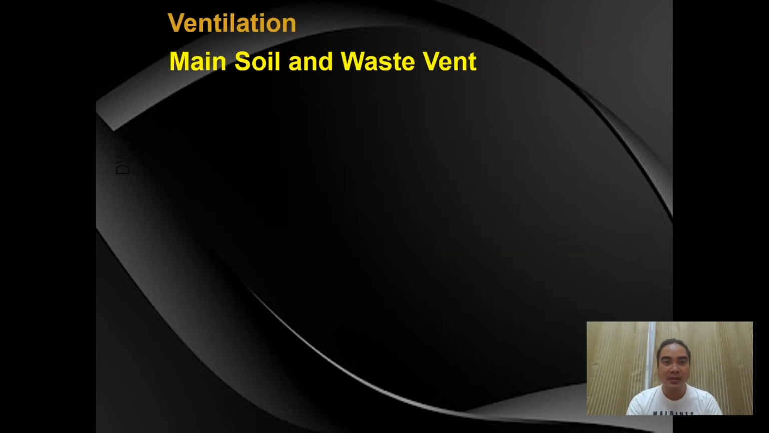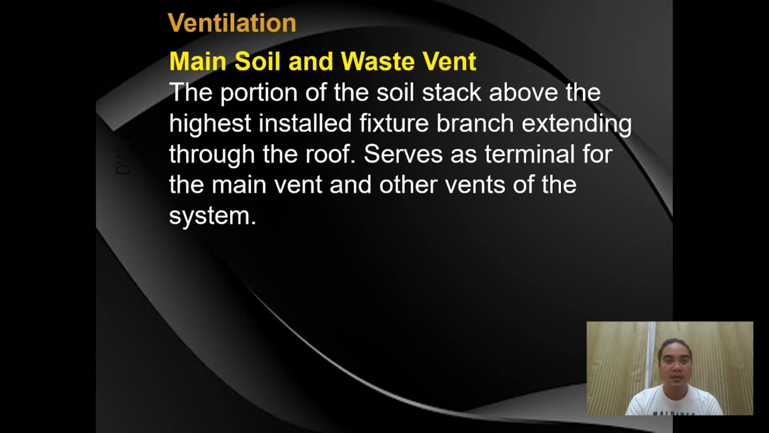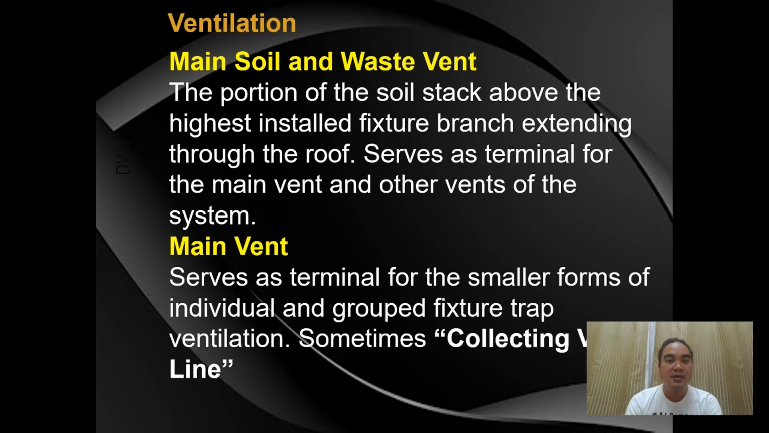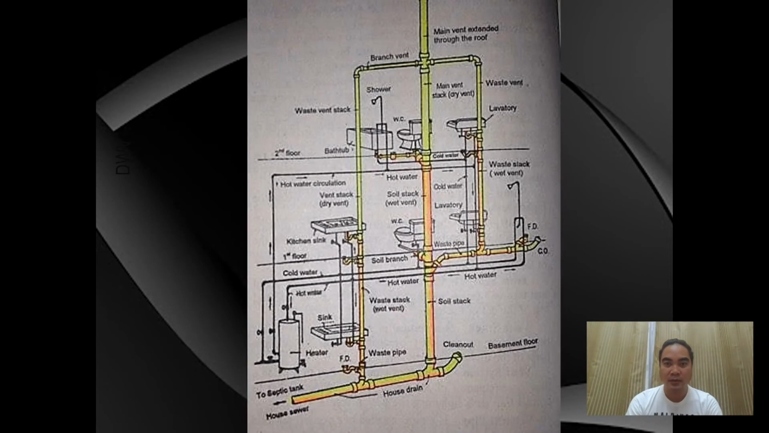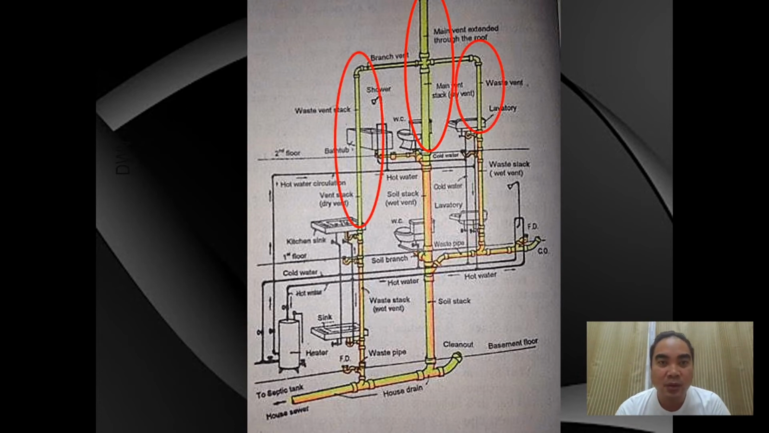Ventilation, main soil and waste vent. The portion of the soil stack above the highest installed fixture branch extending through the roof serves as a terminal for the main vent and other vents of the system. Main vent serves as a terminal for the smaller form of the individual and group fixture trap ventilation, sometimes called collecting vent line. Main vent extended through the roof. Waste vent stack. Waste vent.